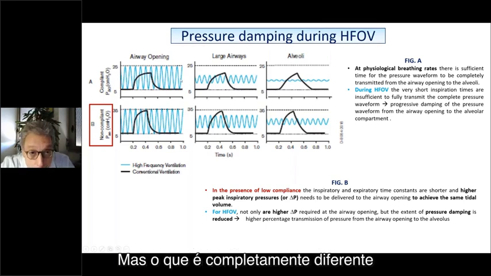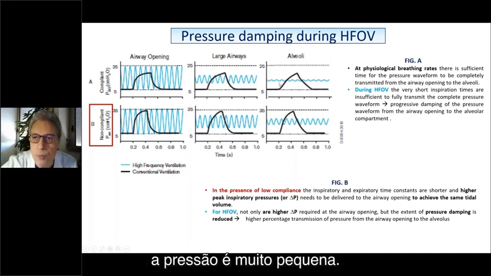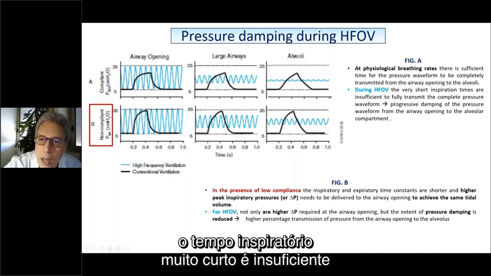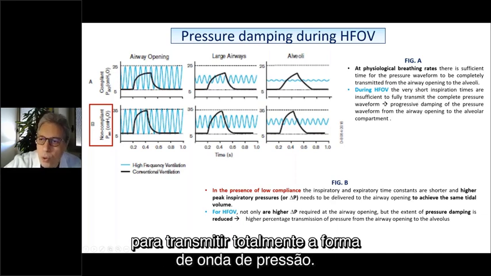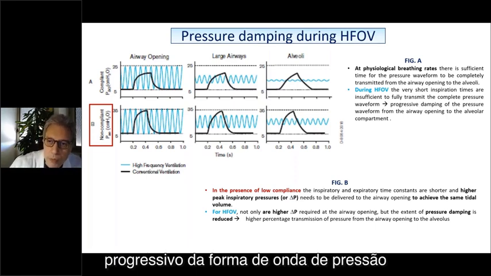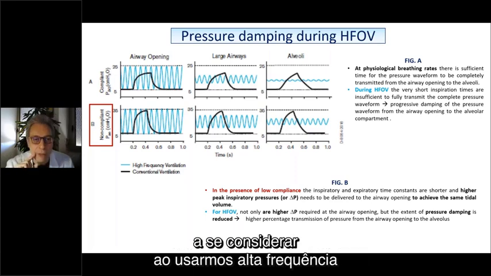But completely different is the pressure damping, and you see that at alveolar level the pressure is very, very small. It depends on the fact that during high frequency, the very short inspiratory times are insufficient to fully transmit the complete pressure waveform. And this is why we have a progressive damping of the pressure waveform from the airway opening to the alveolar compartment. And this is a very important aspect to consider when we use high frequency.